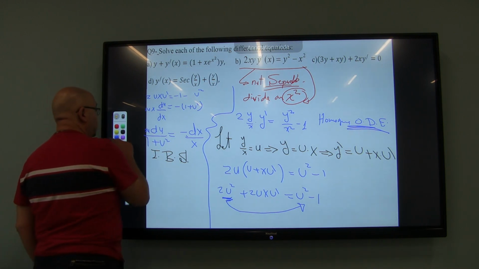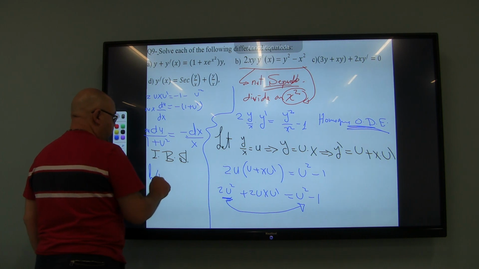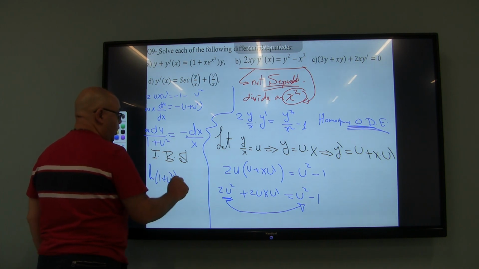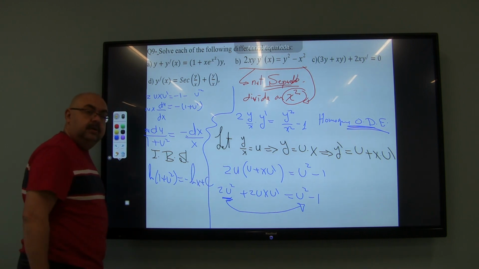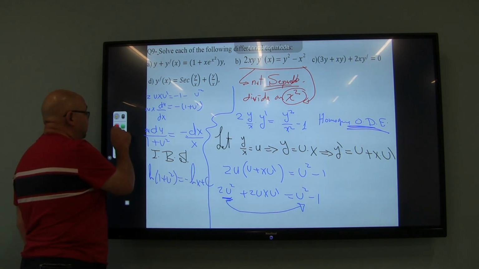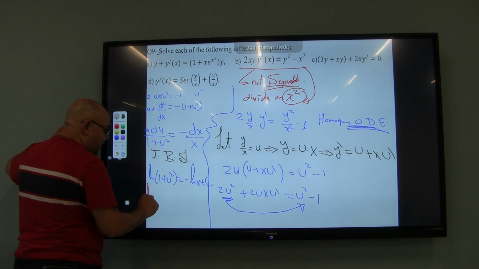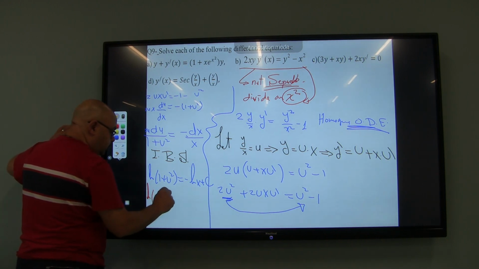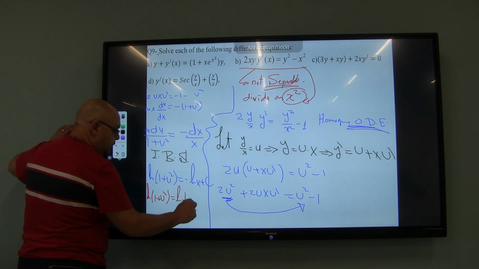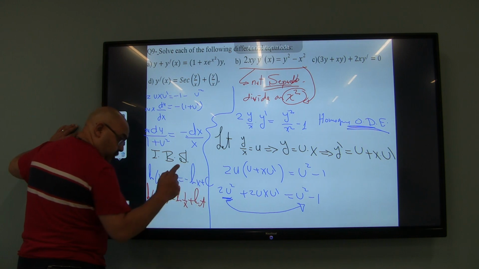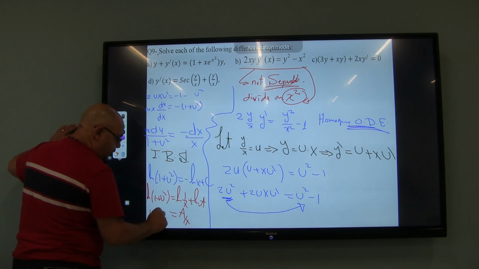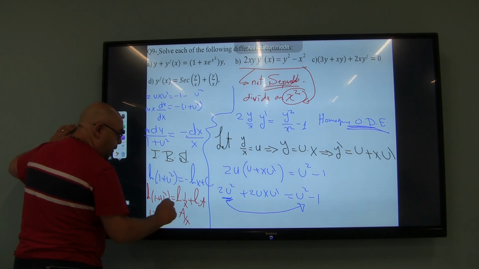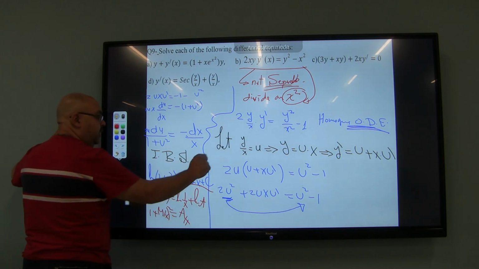So simply it can be written as ln 1 plus u squared, which equals negative of ln x plus a constant. Whenever I do this, I always like to make this move. I will make it ln of 1 plus u squared equal ln of 1 over x plus ln a, if you remember. So it's going to be a over x equal 1 plus y over x to the power of 2. If you reached this point, I can consider it correct.